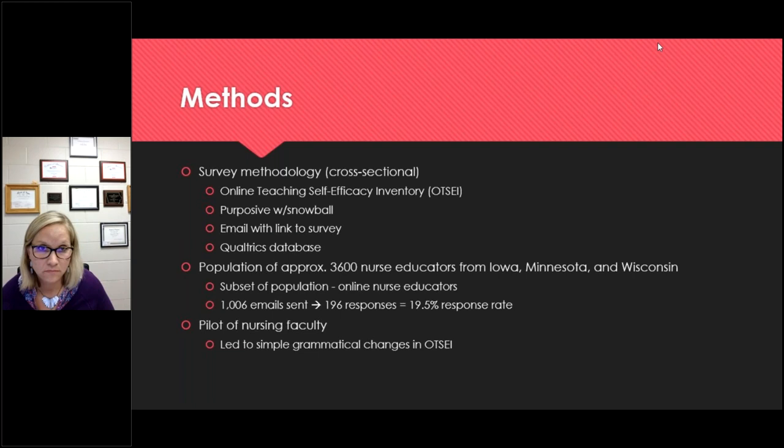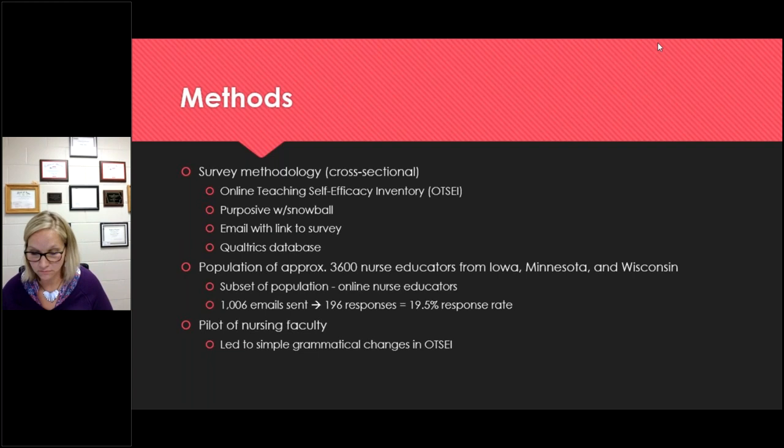So in order to achieve statistical significance, I needed to have 348 responses, and that's with a 5% margin of error. Unfortunately, I did not achieve that. I did do a pilot of the survey with a few nursing faculty, and that led to simple grammatical changes in the OTSEI. Obviously, the tool was approved and developed as is, and so I was not able to change any of the items or elements on the tool, aside from the demographic data at the beginning.